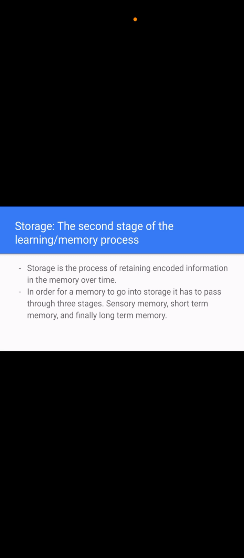Short-term memory. Short-term memory is a temporary storage that holds a limited amount of information for a short duration, typically 15 to 30 seconds. And then finally, long-term memory. Long-term memory is a transfer of information from short-term memory into long-term memory to create lasting memories.